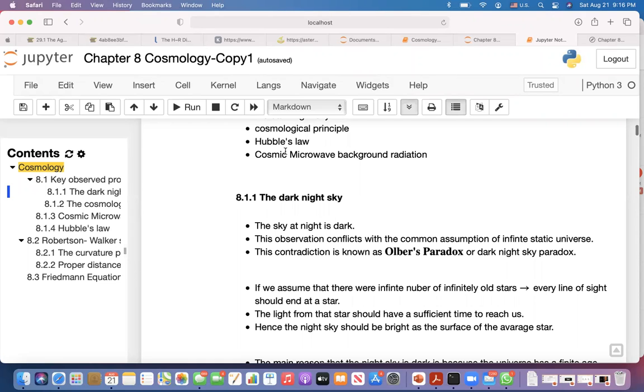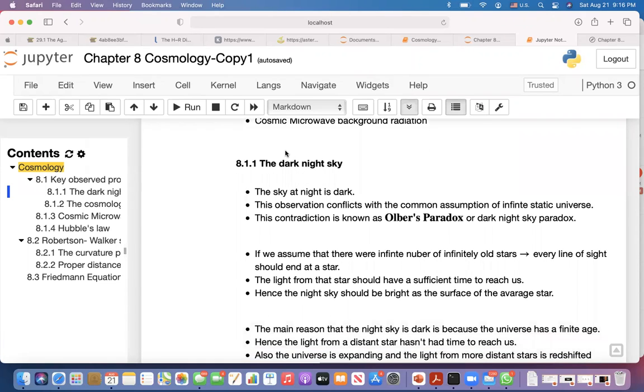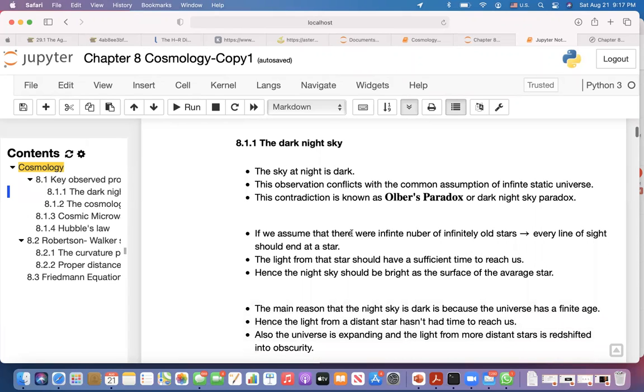Now, if I explain this a little more, the idea is that we assume there are an infinite number of infinitely old stars. Let's say we assume there are an infinite number of stars in the universe, right? Now if that assumption is true, then every line of sight should end up at a star. What that means is, in any direction you look, you should see a star, right?